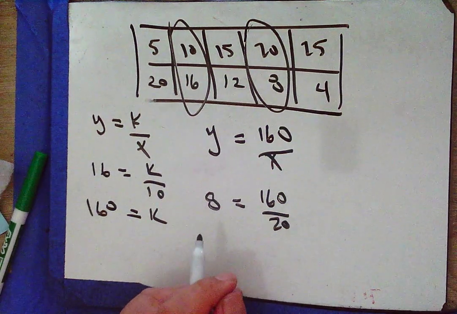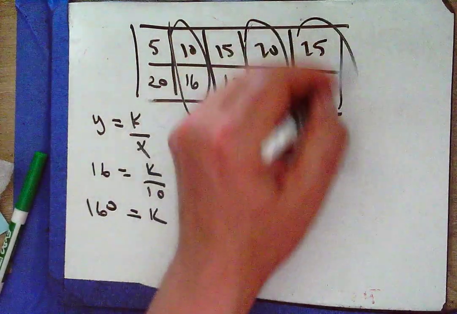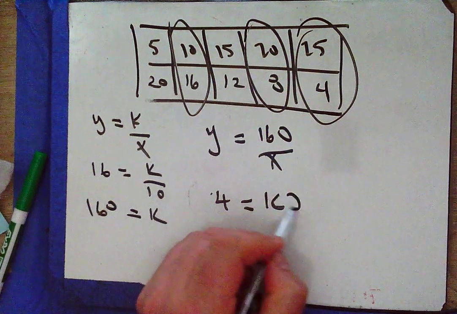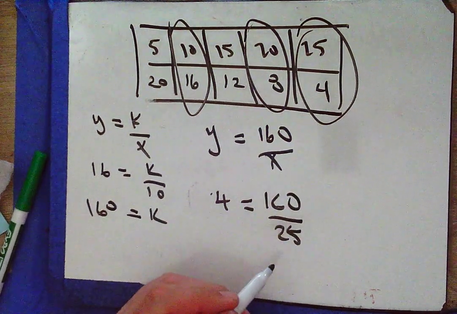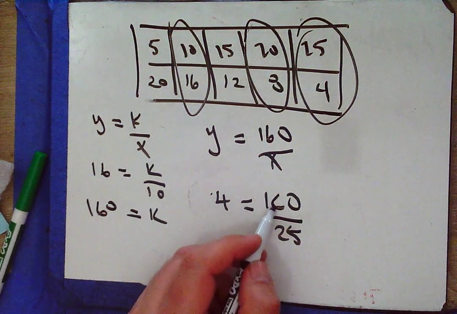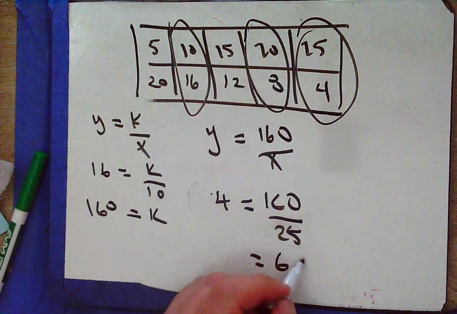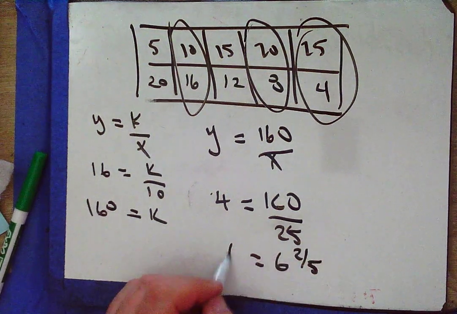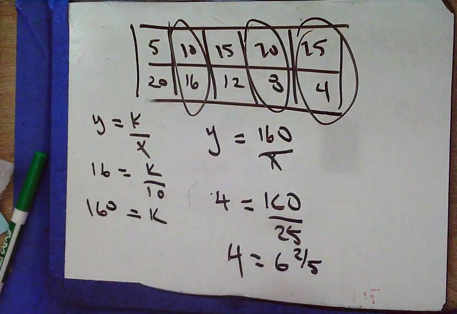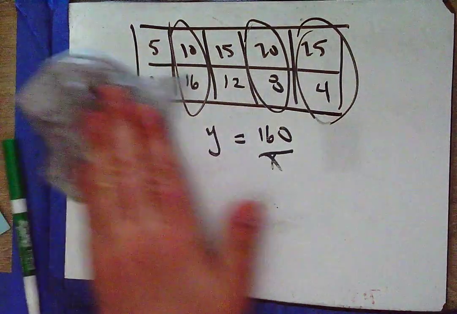Huh, I wasn't expecting that. That's awkward. What if I plug in this one? 4 equals 160/25. Phew, that does not work. So 150 divided by 25 is 6. So this is 6 2/5, and that does not equal 4. So this is not an inverse variation model because this point clearly does not work in it.